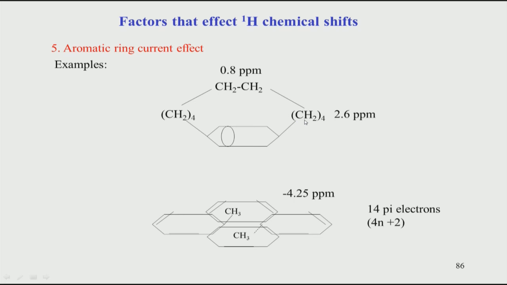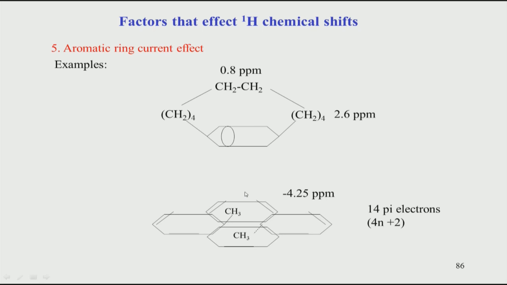But those which are towards the plane of the ring, you can see these hydrogens are more towards the plane of the ring, and if you remember the flux, the circulating pi electron, on this side the main magnetic field and the field because of the ring add up together, and therefore, they become de-shielded. De-shielded means they come at a higher ppm value, and that higher ppm value is 2.6 ppm compared to 0.8 ppm, which is at the top of the ring.